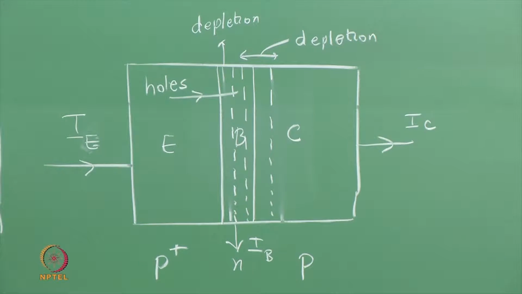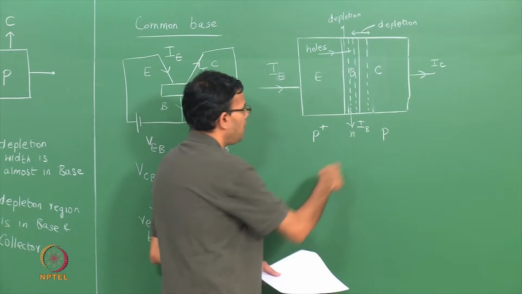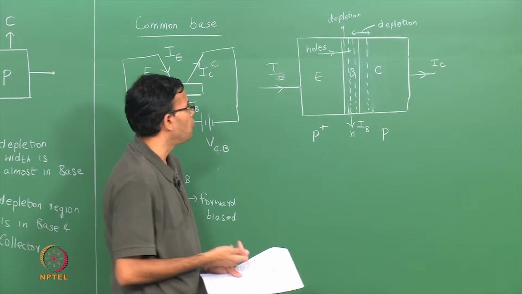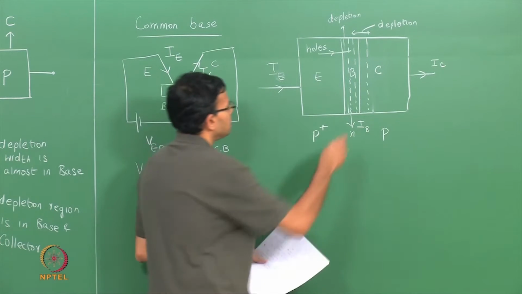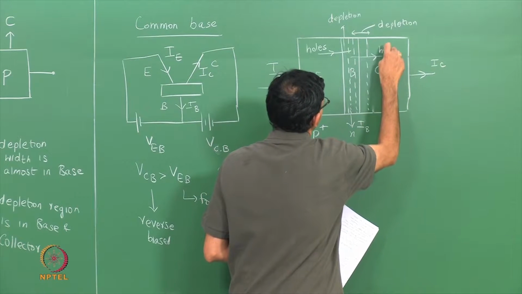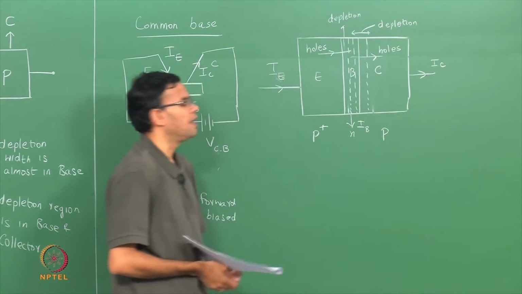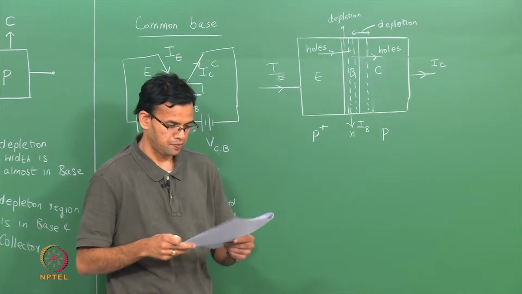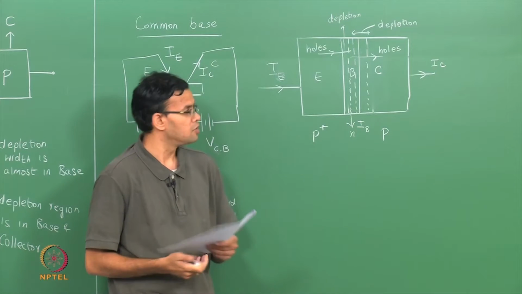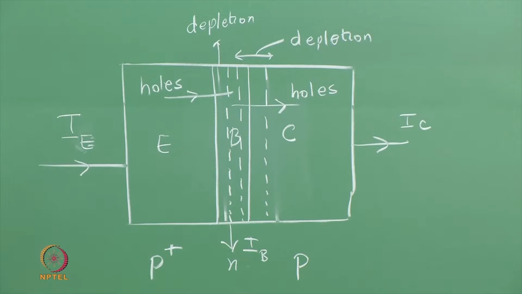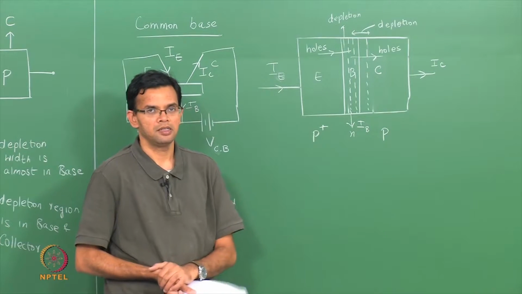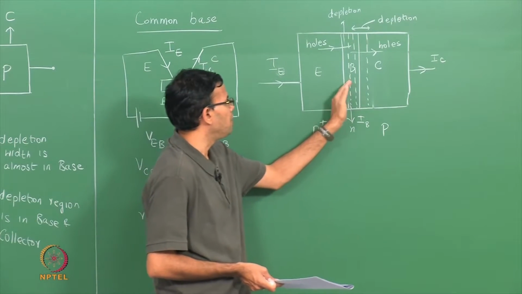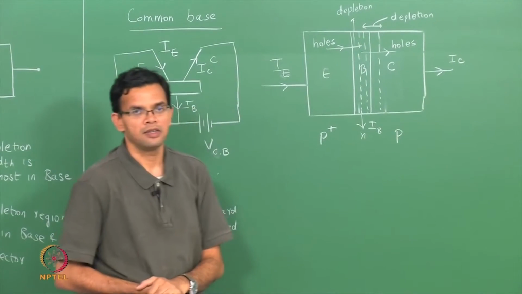Some of these holes can get recombined, so they form the base current, but a majority of the holes go through the base and then they go to the collector, which is reverse biased. So you have holes that go through the base and they form your collector current. So we have an emitter current, that is because of the injection of holes. Some of these holes recombine in the base region, they form the base current, and the remaining holes that go from the base to the collector constitute the collector current.